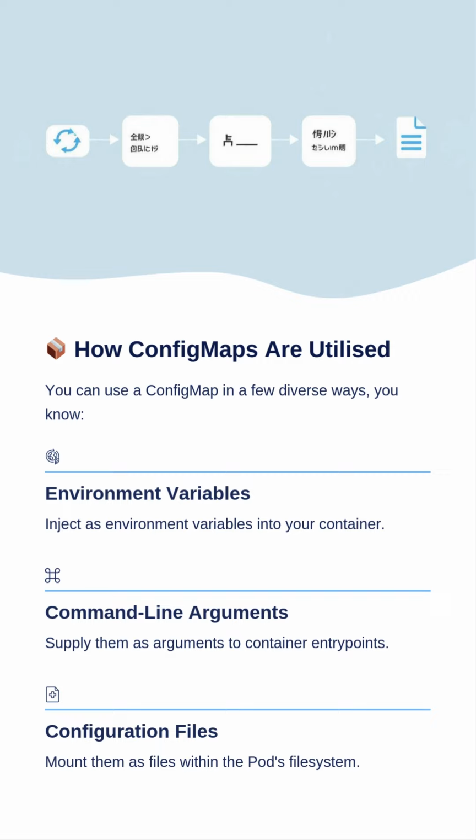How config maps are used. Config maps can be consumed in different ways: as environment variables inside a container, as command line arguments, or as configuration files mounted directly into the pod.